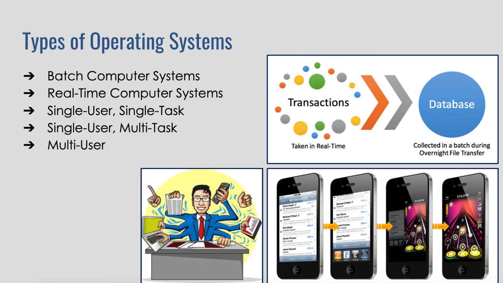Our final example there is multi-user systems. This is where we start talking about servers, where multiple people can be logged in at the same time using the computer's resources. Now, each person might have their own monitor, their own keyboard, and their own mouse, but they are accessing the same system all at the same time.